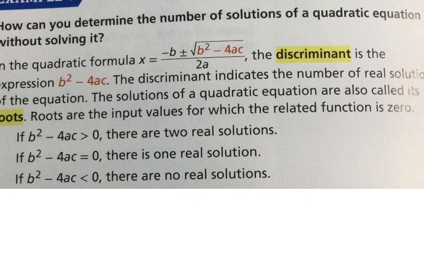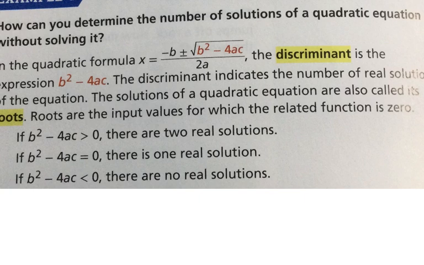So if you plug in and b squared minus 4ac is bigger than 0, then there are two real solutions. So this would be the first note I would write. If b squared minus 4ac is bigger than 0, there are two real solutions. If b squared minus 4ac equals 0, that means there is one real solution. And if b squared minus 4ac is less than 0, there are no real solutions.